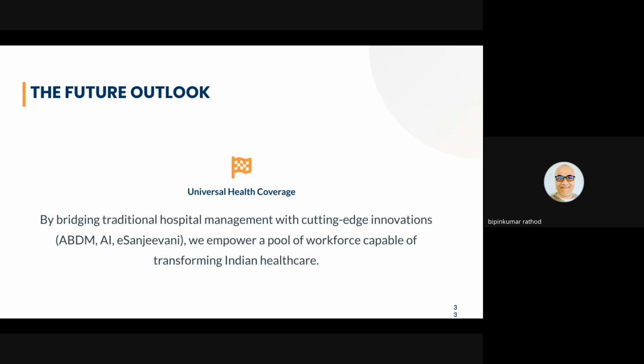To achieve universal health coverage, we have ABDM, we have AI technology, and e-Sanjeevani. Make sure you effectively utilize all those resources to make universal health coverage happen in India.